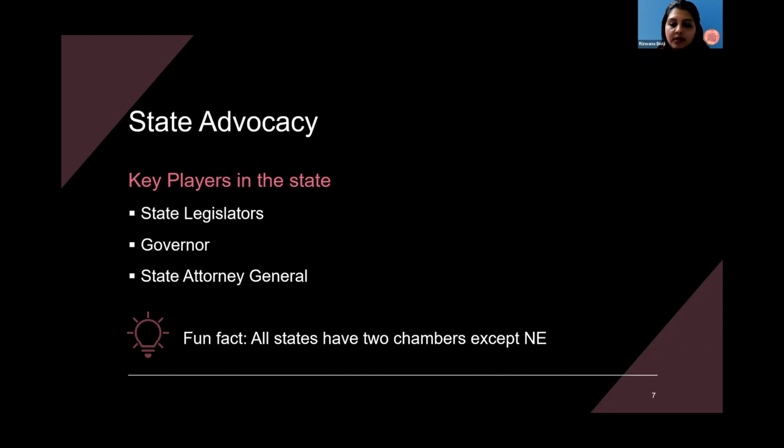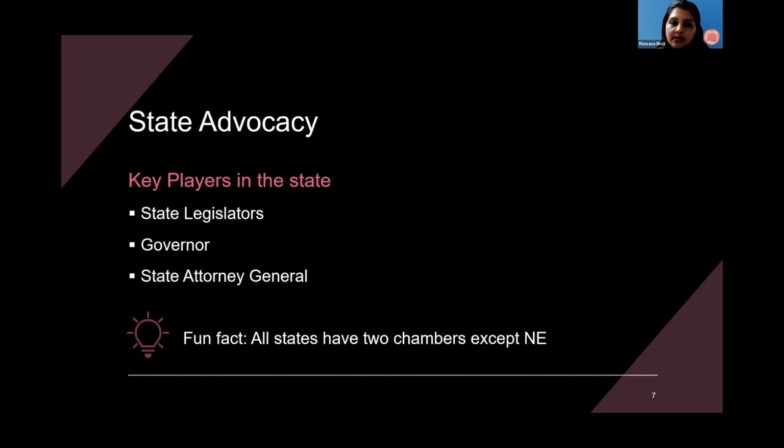You then have your governor, who oversees the state legislature and is in charge of signing a bill into law. And then you have your state attorney general, who serves as the legislative counsel for the state legislators and the governor. So the governor for the state of Arizona is Katie Hobbs, and the state attorney general for the state of Arizona is Chris Mays.